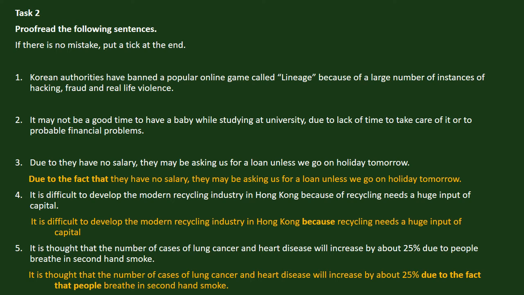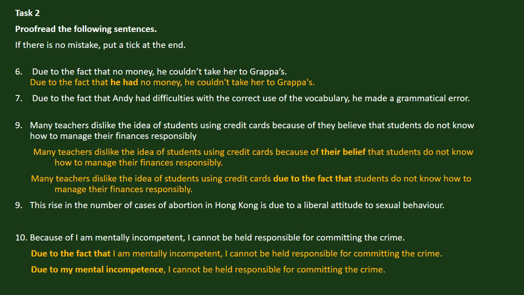Number 4, it is difficult to develop the modern recycling industry in Hong Kong because recycling needs a huge input of capital. Number 5, it is thought that the number of cases of lung cancer and heart disease will increase by about 25% due to the fact that people breathe in secondhand smoke. Number 6, due to the fact that he had no money, he couldn't take her to Grandpa's. Number 7 is correct. Due to the fact that Andy had difficulties with the correct use of the vocabulary, he made a grammatical error.